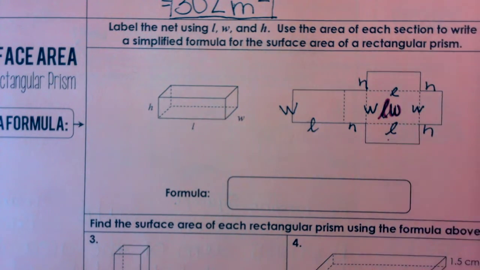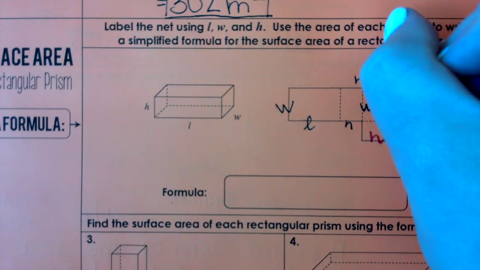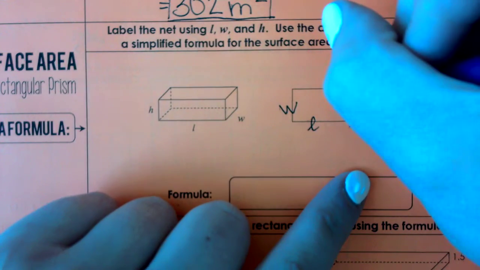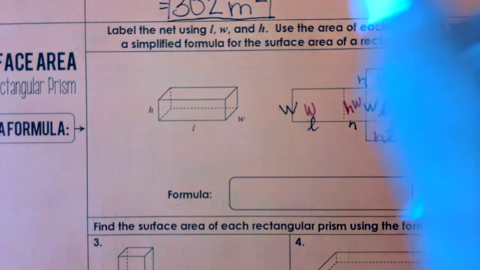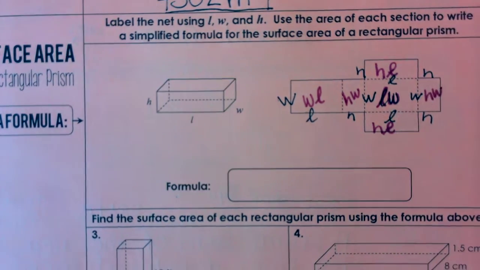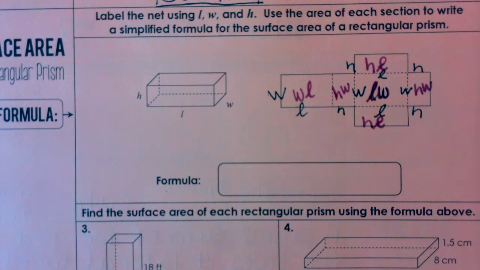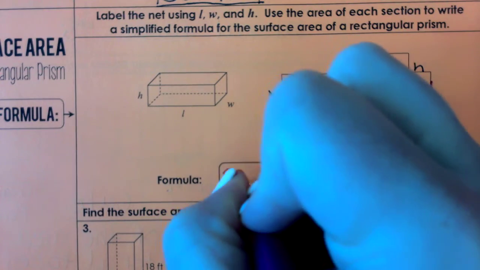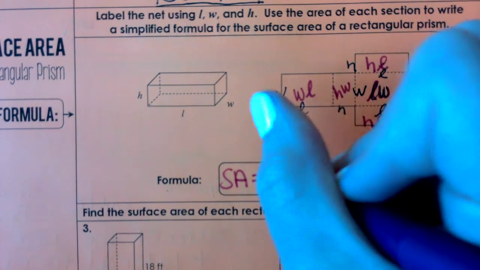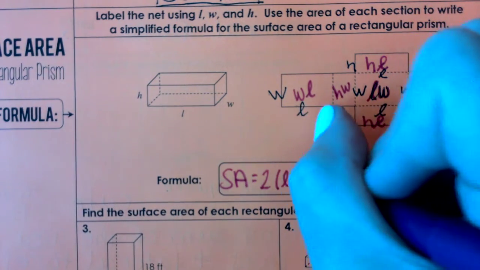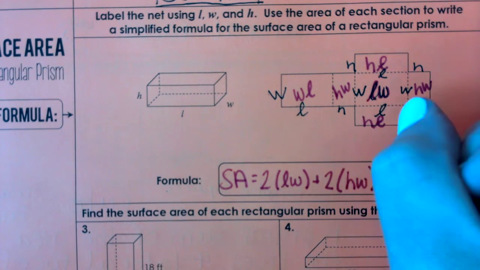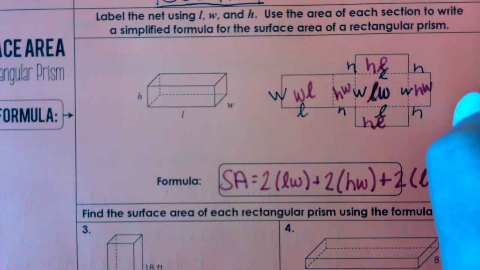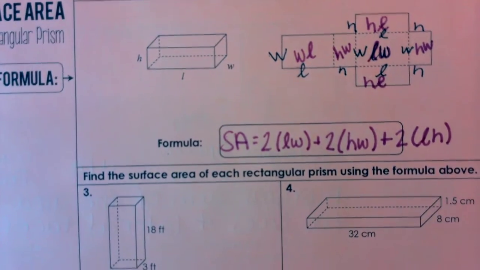How about this one? Height times length, or length times height. And what about this weird little one right here? Height times width. Well, if I look at these, this is the formula we've actually already been using, okay? So my surface area equals 2 times the length and width plus 2 times the height times width plus 2 times the length and height. I remember which one I hadn't done yet. So that's a formula that we're going to use.